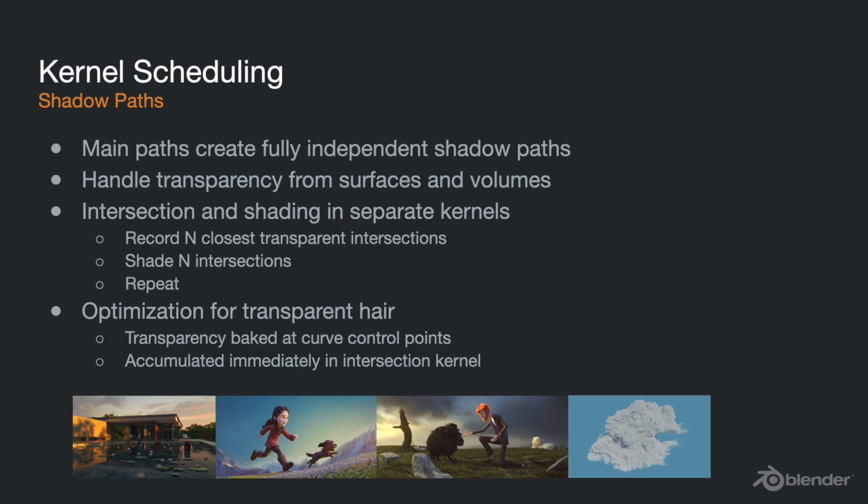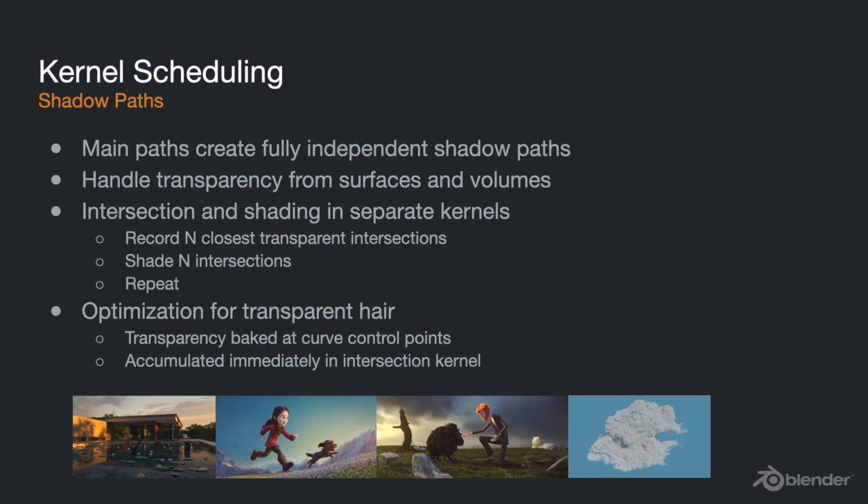Well, we record a fixed number of transparent intersections, the n closest from the start of the ray. Then we shade those, and then if there's potentially more transparent intersections to be found, we loop back to the intersection kernel, and we repeat this loop until we get to the end of the shadow ray. Obviously, if you find an opaque intersection, you're done immediately, and you don't need to do any shading at all. But for the cases where you do find them, there's a loop.